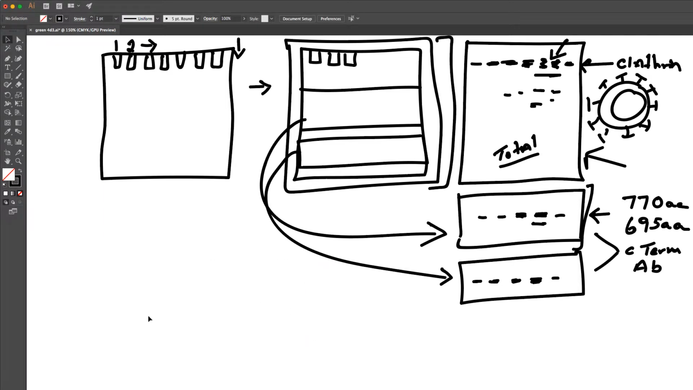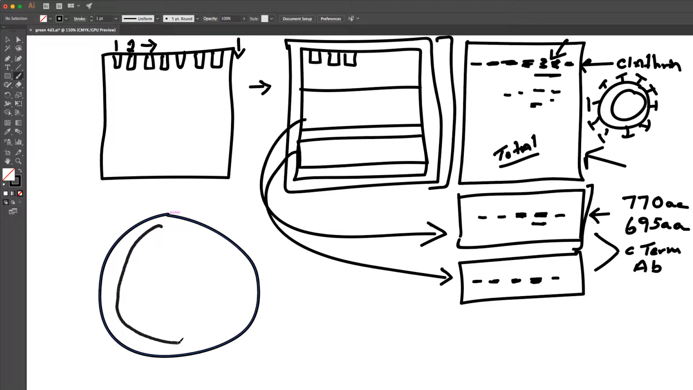Okay, so now if we have our vesicle, the Western blots show that there are three forms of APP.